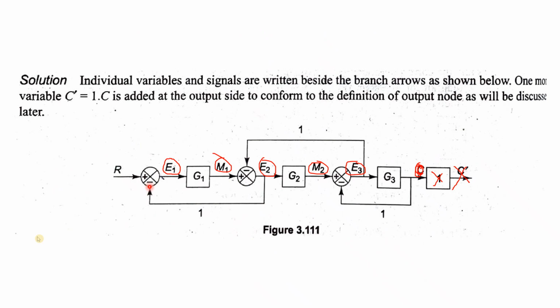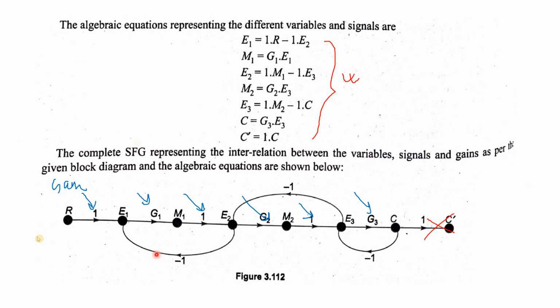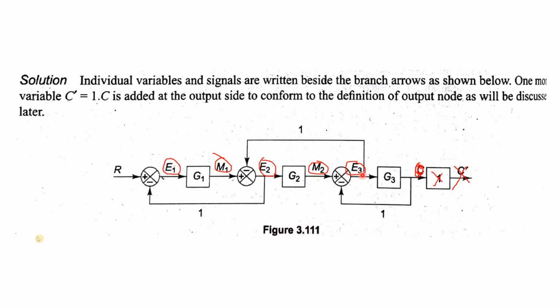Now feedback. Feedback is from E2 to summation point E1. So this is negative feedback. So E2 to E1, we will join a line and write -1. That represents it is a negative feedback, and the arrow should be in this direction. The arrows will follow the direction of the block of the exact system. Whatever the direction of the arrow is, in the signal flow graph also, the direction of the arrow will be as it is.